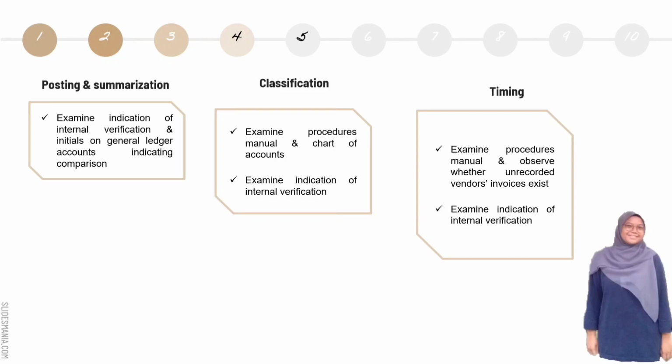And for classification: examine procedure manual, chart of accounts, and internal verification for proper classification of purchase transactions. And lastly, timing: examine procedure manual, check whether unrecorded vendors' invoices exist, and look for indication of internal verification.